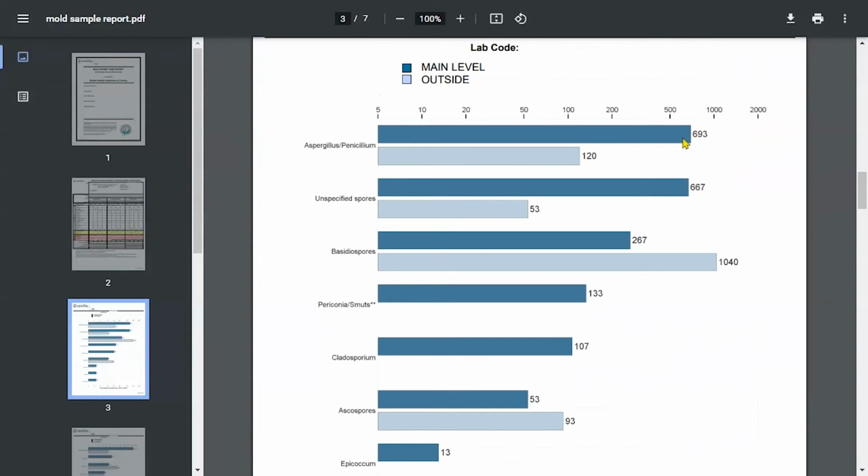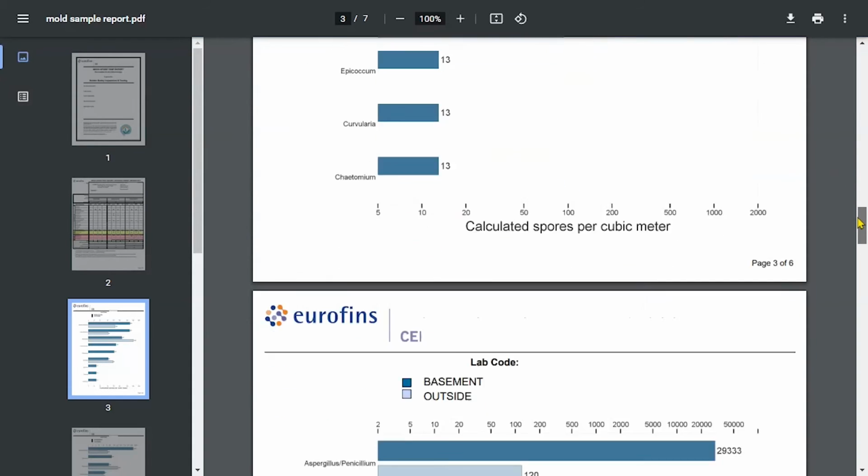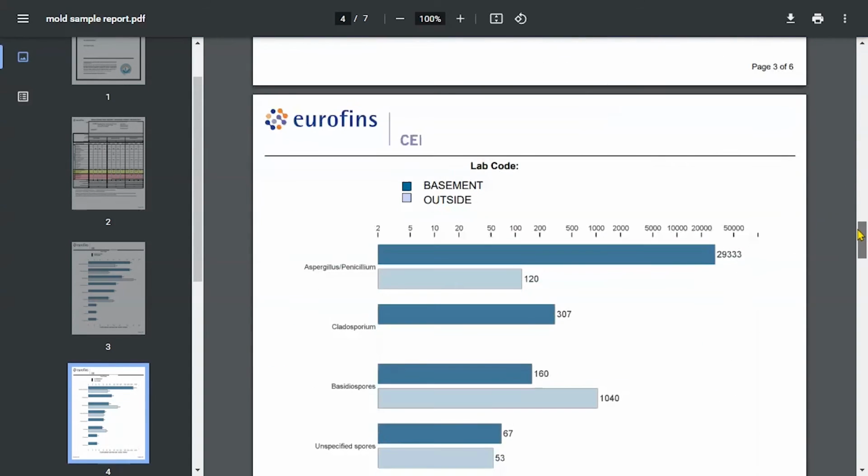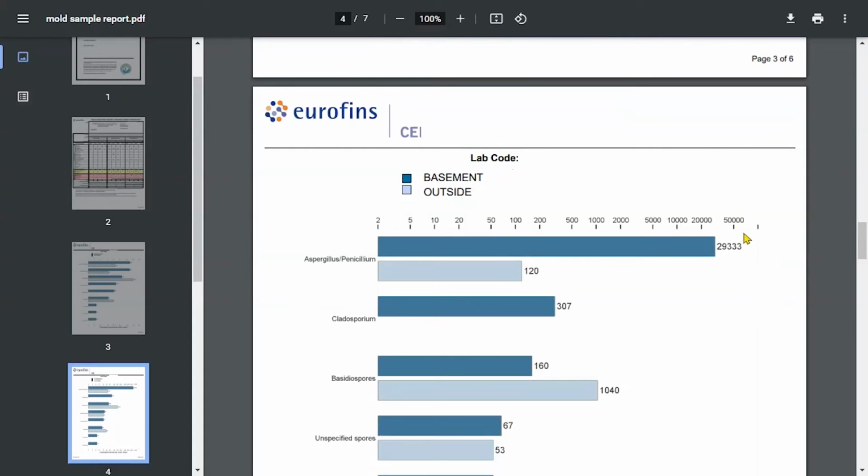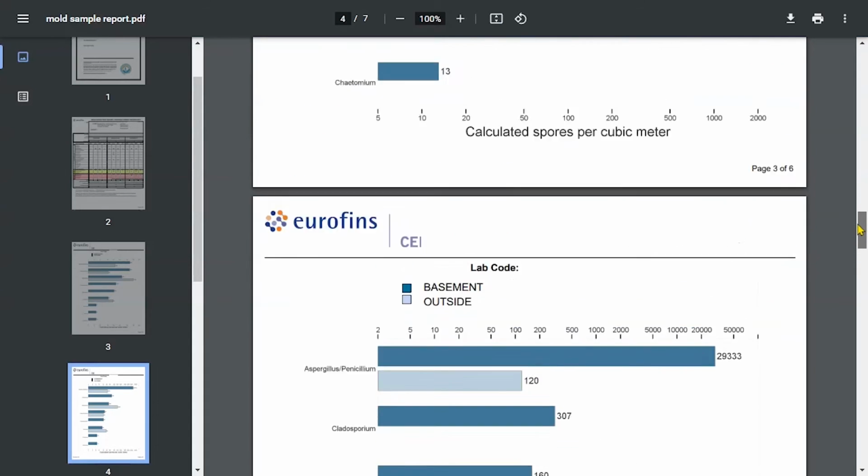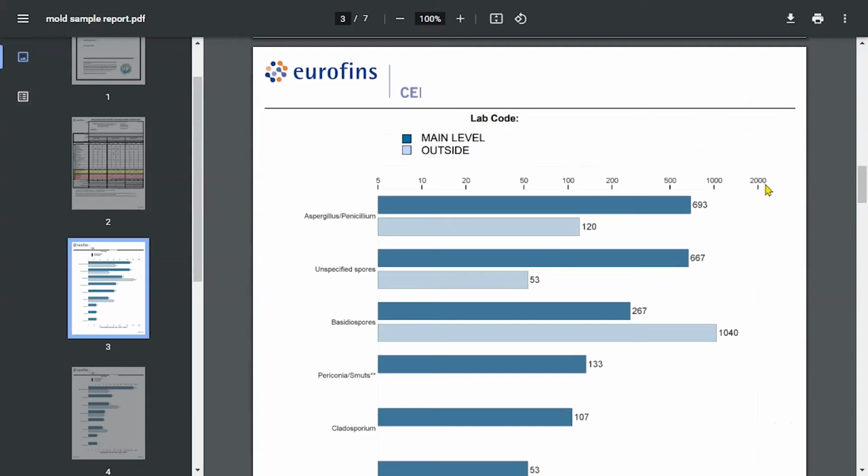This darker blue is the main level. This is Aspergillus penicillium. You can go down and look at the other spores. This is one of the ones I'm most interested in. We'll go ahead and get right down to the basement. And you see this is out of 50,000. This is cubic meters of air. This is only out of 2,000.